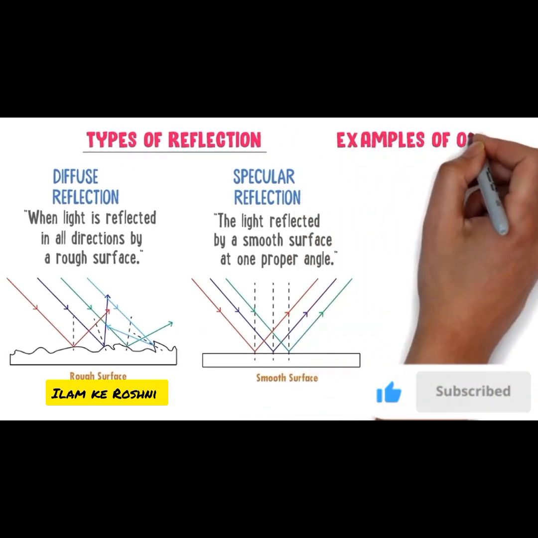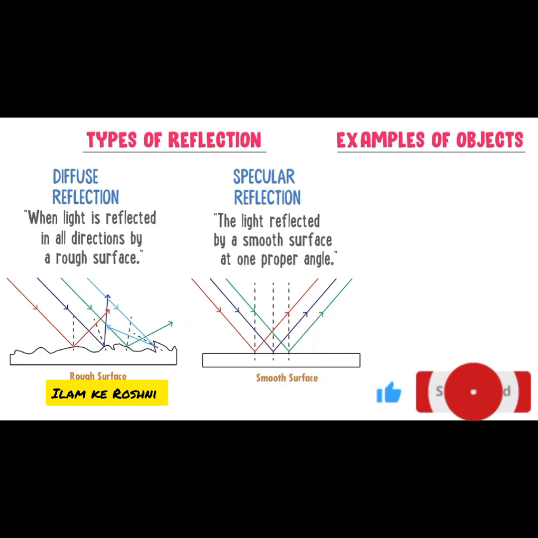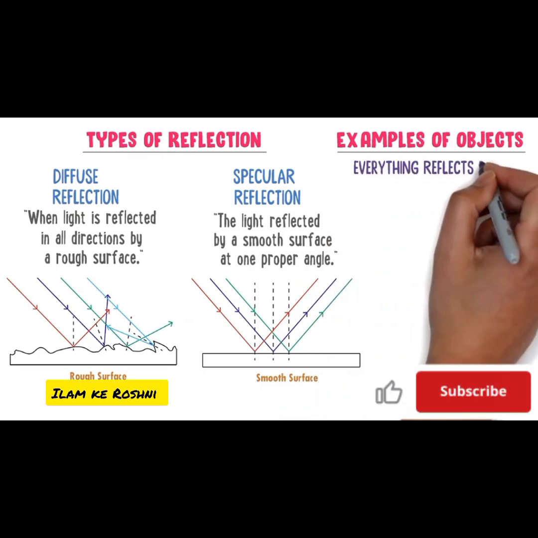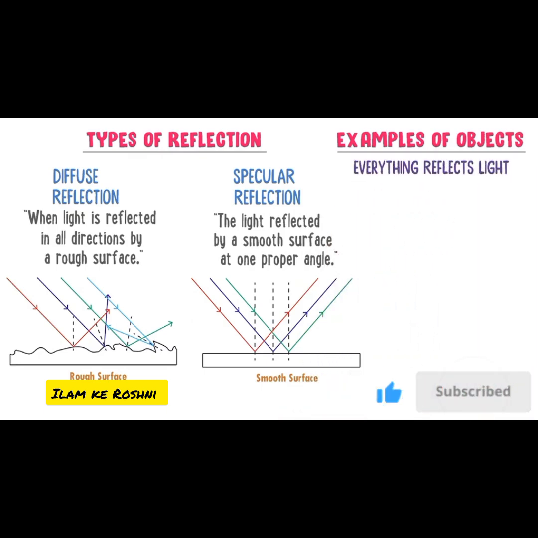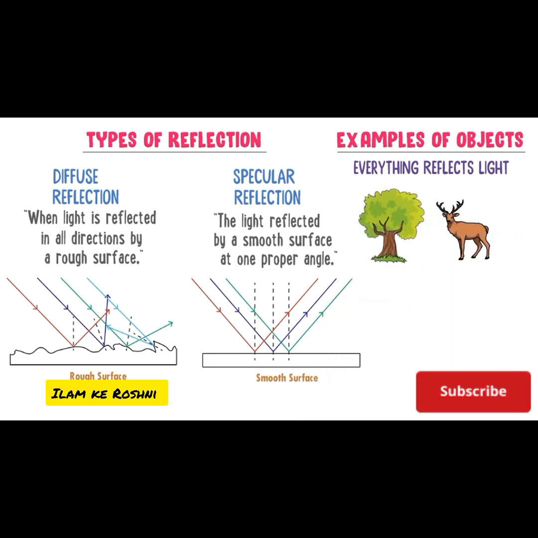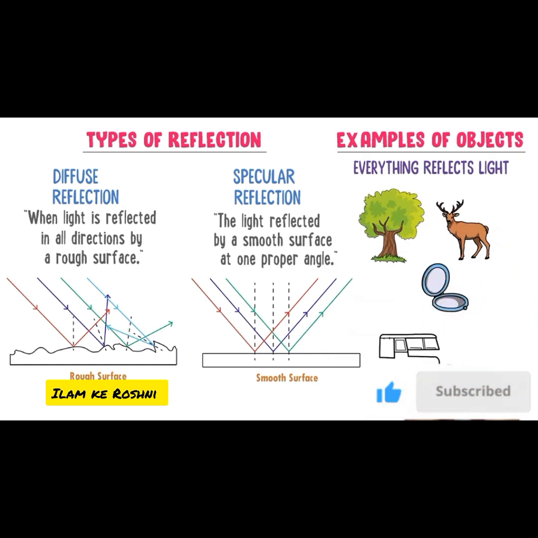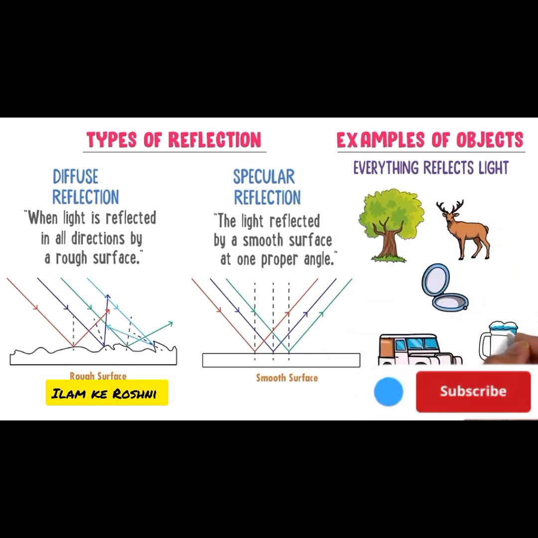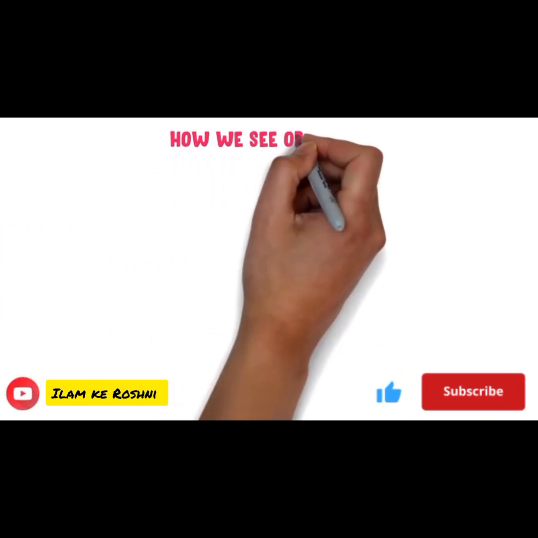Now, what are the examples of objects that reflect light? Well, everything in the universe reflects light, otherwise we will not be able to see them. For example, trees reflect light, animals reflect light, mirrors reflect light, vehicles reflect light, water reflects light, etc. Thus, it is due to the reflection of light that we see things around, otherwise we will not be able to see them. So here is the question: how do we see things due to reflection?